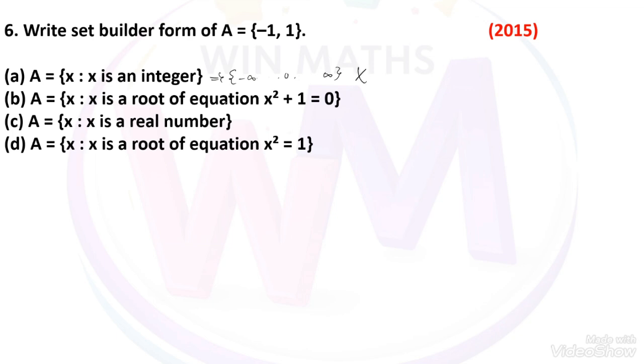Second, x is the root of the equation x square plus 1 is equal to 0. We have already studied this. x square plus 1 is equal to 0, then x square should be minus 1. It is a complex number, so this is also not the set builder form. X is a real number, not because these two numbers are integers. So option B is the correct answer, because for the roots of the equation x square is equal to 1, x is equal to plus or minus 1. So option D is the right answer.